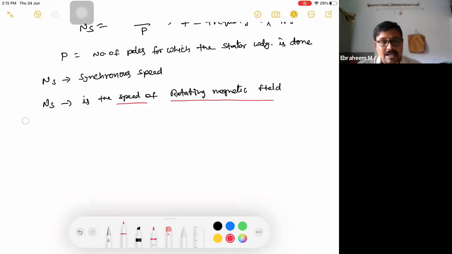Inside the motor you have the stator. The stator is a three-phase distributed winding, which means three windings will be there. Those three windings are fed by a three-phase supply, so they produce three fluxes. The resultant of these three fluxes is called the rotating magnetic field. That clarity you must have; you should not miss it. But then what is the speed of the motor?